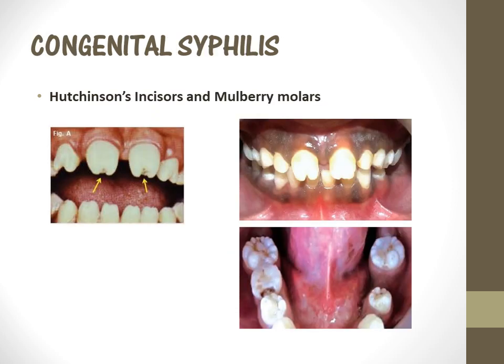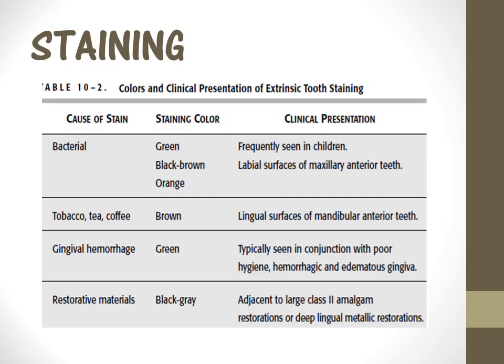Okay, in congenital syphilis, you need to know you have notch-shaped incisors which are called Hutchinson's incisors, and molars, they're called mulberry molars. Okay, these are very important. These don't need any treatment unless they have any symptoms.